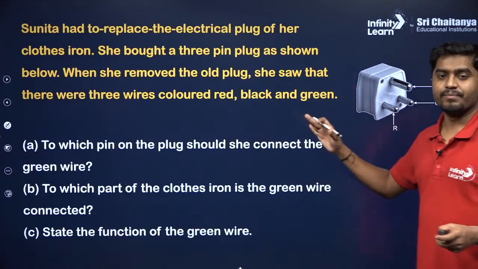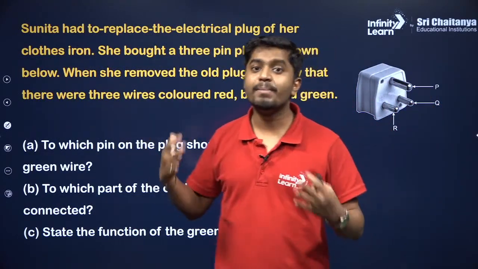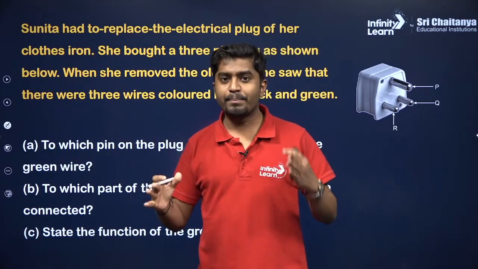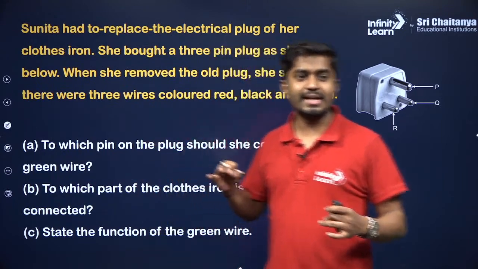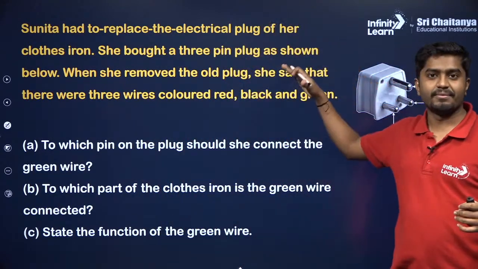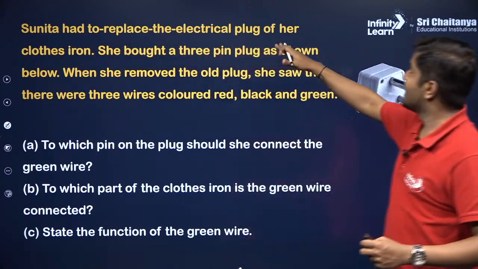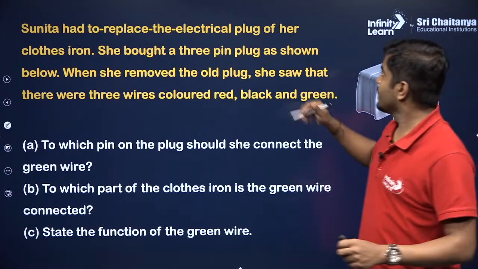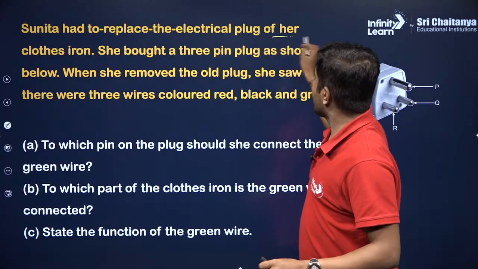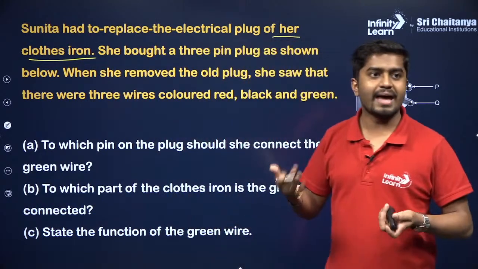There's section C. You see this paragraph, so there is like a case study, or competency based questions. I hope till now you know what the competency based or the case study questions are, right? So let's read, there is a paragraph. Let's understand what she is saying. Sunita had to replace an electrical plug. You see this one is an electrical plug. There is a 3-pin plug, there are 3 pins, okay? And for ironing her clothes, she is using some iron to iron her clothes.